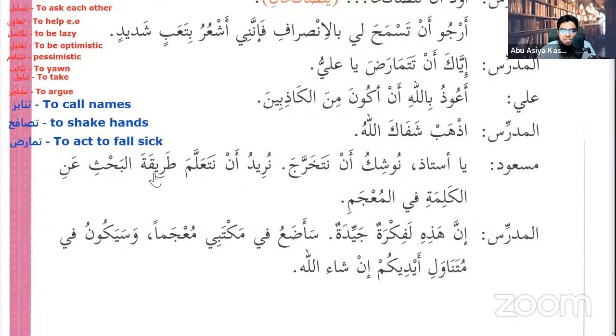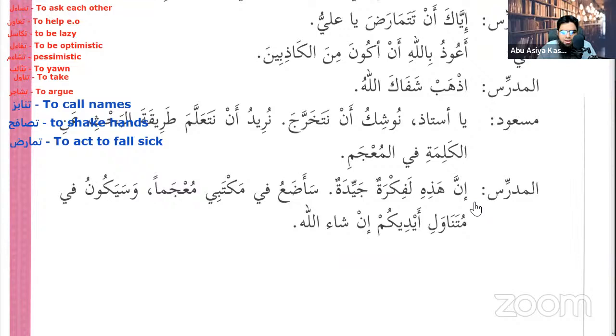Nuridu an nata'allama tariqat al-bahth 'an kalimatin fil mu'jam. We want to learn the way of finding a word in the dictionary, right? Because they are about to graduate, they're not able to search a dictionary because you have to know the root letters and identify them. So it's difficult, right? So they're like, okay, we want to learn this.